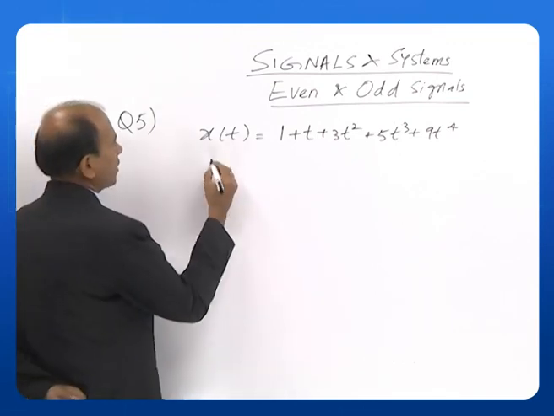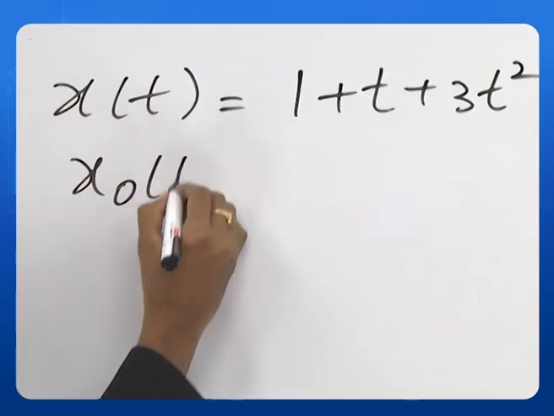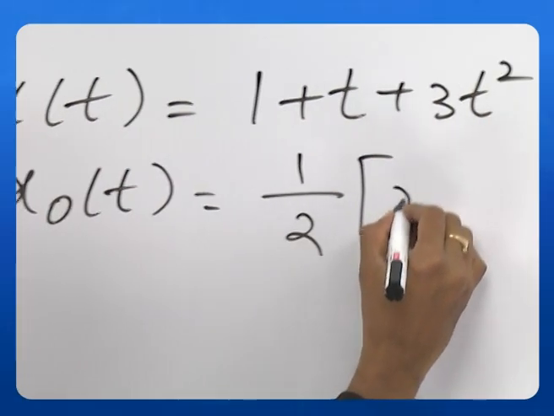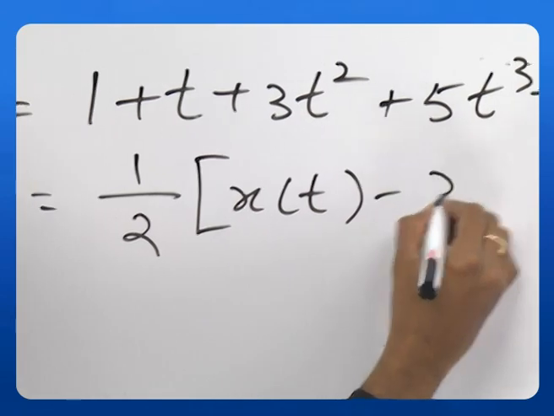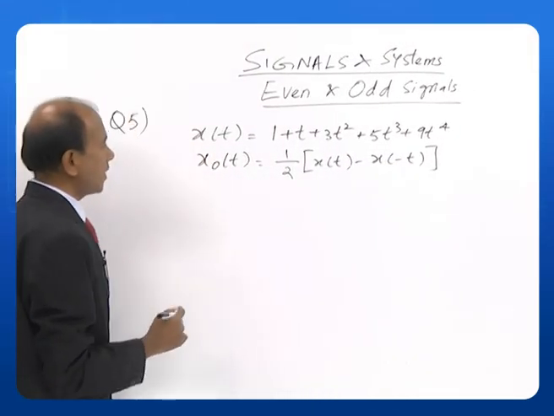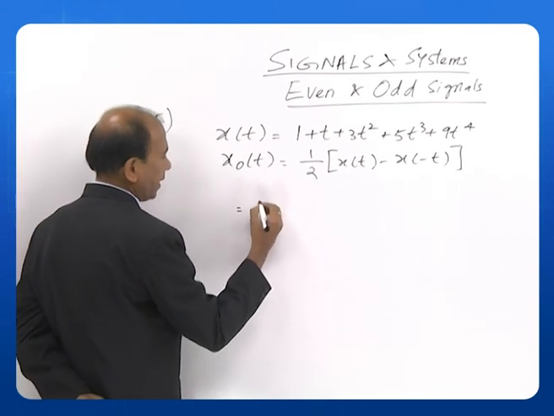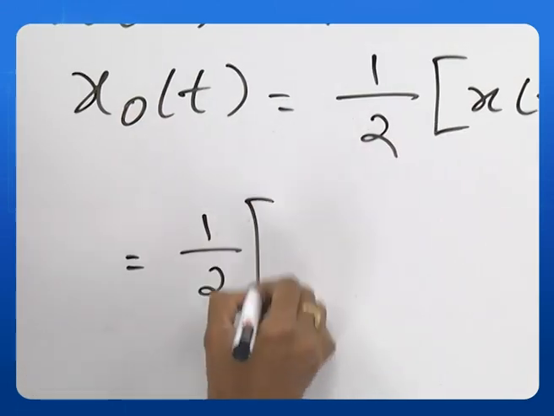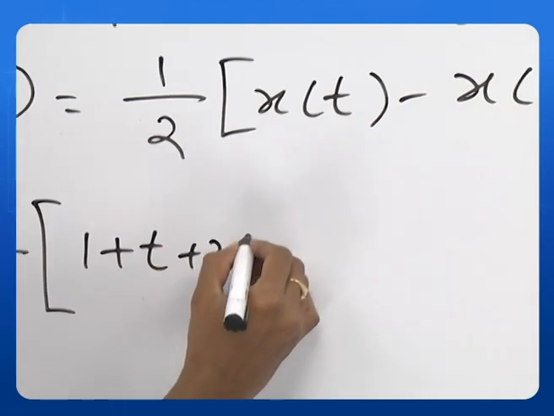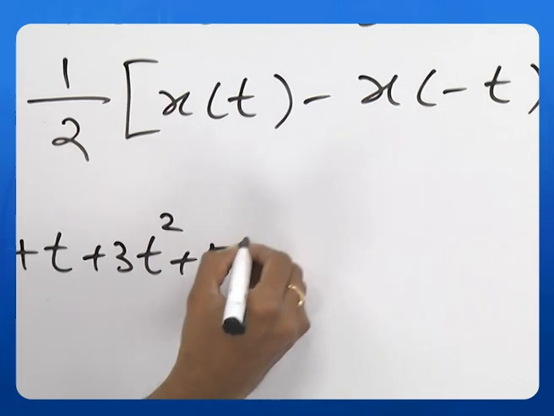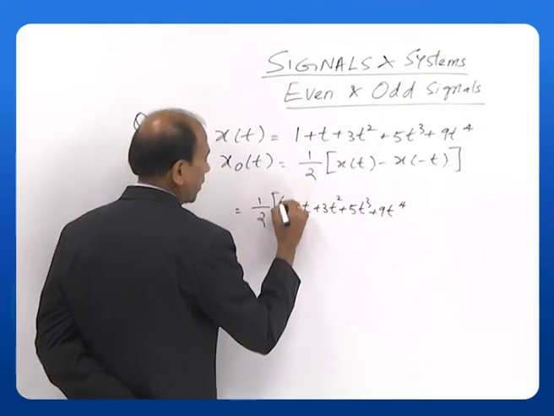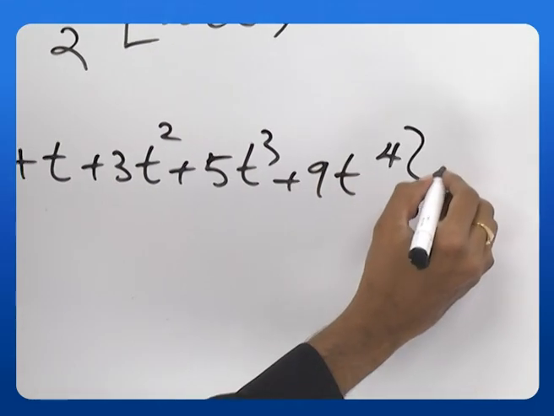Let us calculate the odd component. x o of t is equal to half of x of t minus x of minus t. So, this will give me the odd components. Let us again write half x of t as it is: 1 plus t plus 3t square plus 5t cube plus 9t to the power of 4. Okay, so this is the x component.